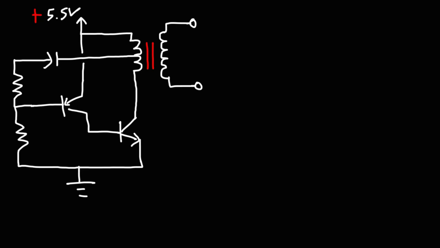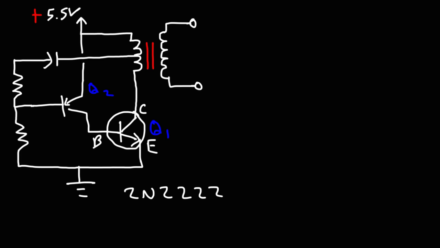In this video, we're going to talk about how to design an oscillator circuit using two transistors. So let's call the first transistor Q1 and the second one Q2. Q1 is an NPN transistor. This is the collector, that's the base, and that is the emitter. Now the specific type of transistor that I'm using is the 2N2222 NPN transistor.